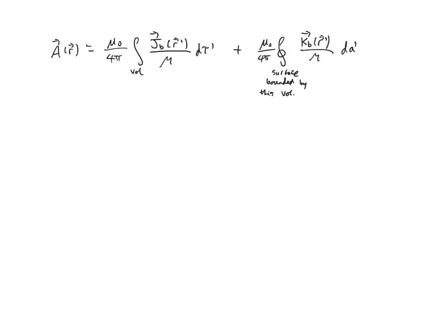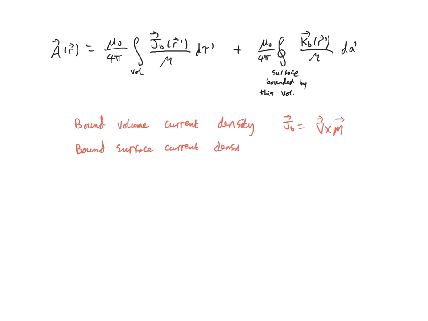In this expression, I have introduced and defined the bound volume current density, which is JB, and that follows from our calculation as the curl of the magnetization field. I also introduced the bound surface current density, which is this KB, which is given as the magnetization field crossed with the unit vector normal to the surface of the material.